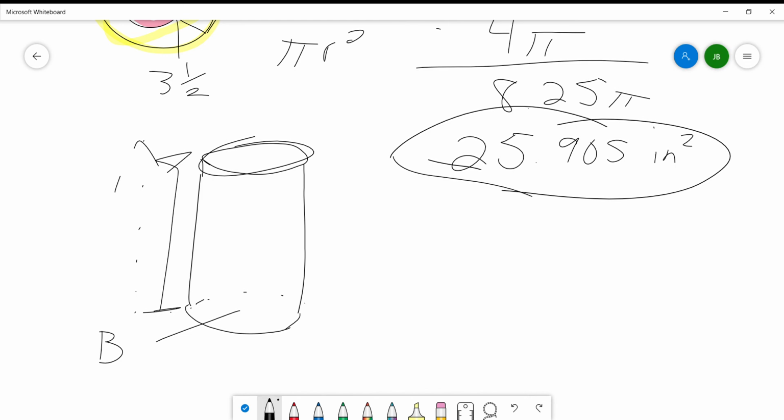Having said that, looking at this pipe, we know what the base is. We've already calculated it.